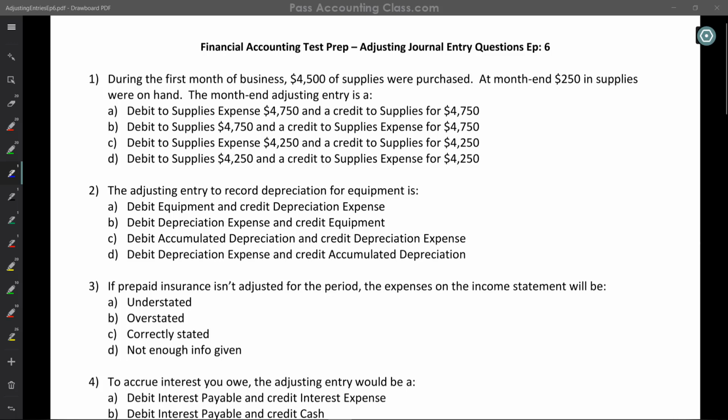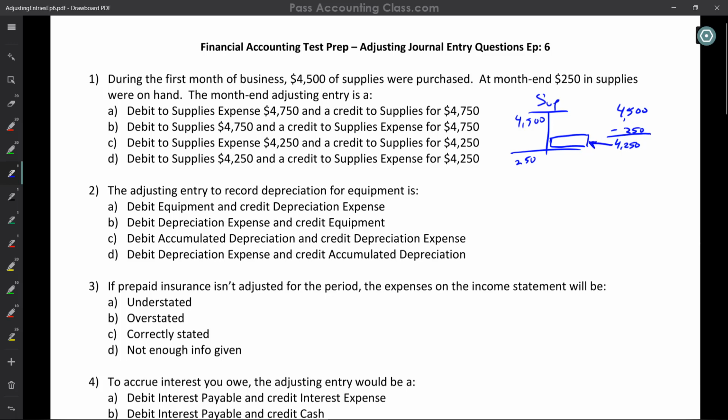So a lot of times with a problem like this, I just like to do a T account so I can visually see what's going on. I've got a supplies T account here, and it should start with a balance of $4,500. And at the end of the month, I know that we've got a $250 balance. So I need to solve for a credit amount over here. To do that, I'm just going to take the $4,500, reduce that by the $250, and that leaves me with $4,250.